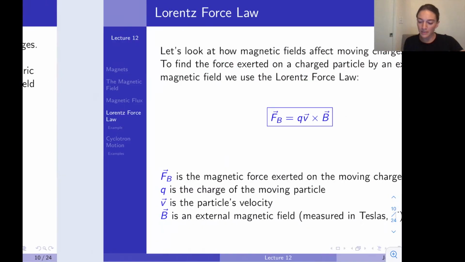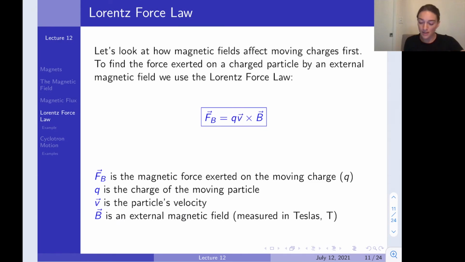So let's talk a little bit about magnetic forces now. So like I said, magnetic forces are only felt by moving charges. If you put an electron in a magnetic field and it just sits there, it won't feel any force. But if it has a velocity, if it starts moving, then it will feel that magnetic force. So we call this the Lorentz Force Law. This is the magnetic portion.